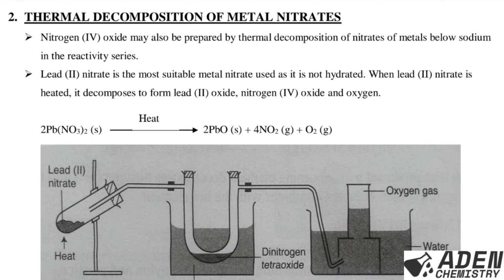It decomposes to form lead 2 oxide, nitrogen peroxide, and also oxygen gas. So let us see the equation for that reaction. 2 moles of lead 2 nitrate solid, when heated, decomposes to produce 2 moles of lead 2 oxide, which is solid, plus 4 moles of nitrogen peroxide gas, plus 1 mole of oxygen gas.